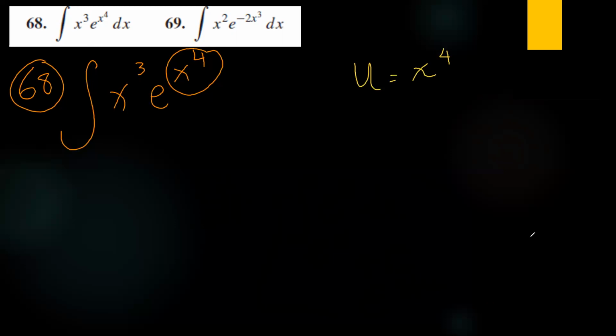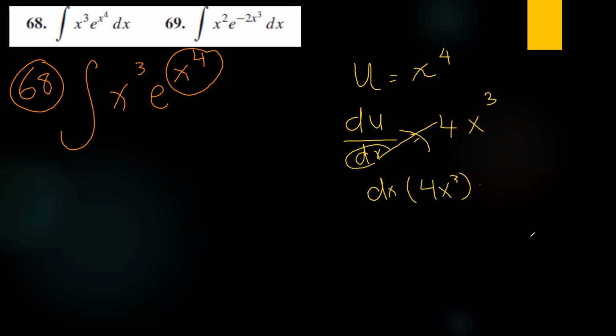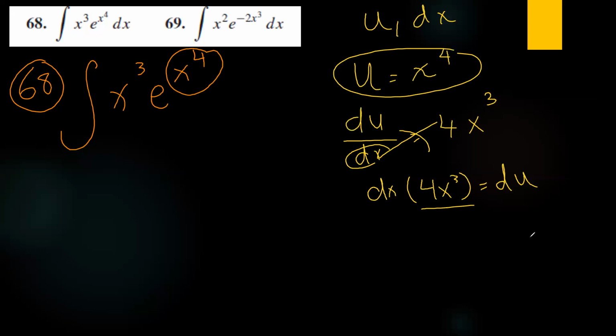If u is x to the power 4, so du over dx will be 4x cubic. What did I want? I want to write dx. So how? By cross product. dx times 4x cubic will be du. As I told you, when I go to this step, I need to find two things. What is u and what is dx? This is u, and I need to find dx. So how? By dividing by 4x cubic. So I will find dx as du over 4x cubic.